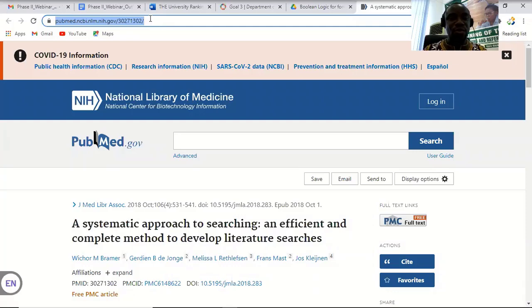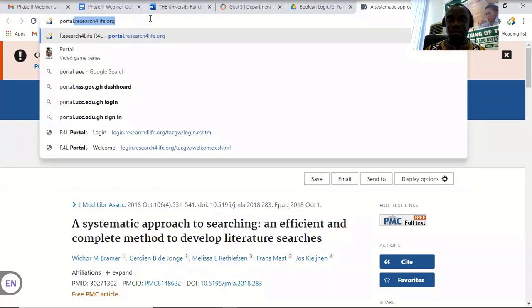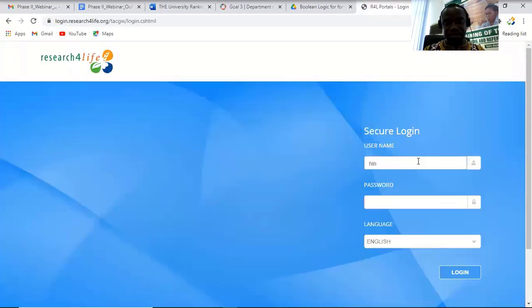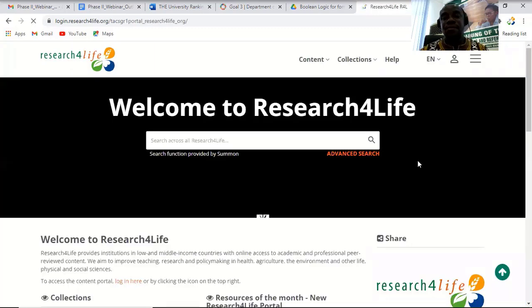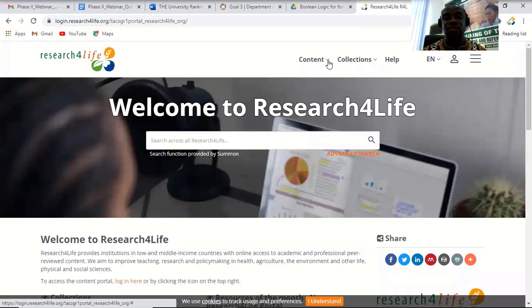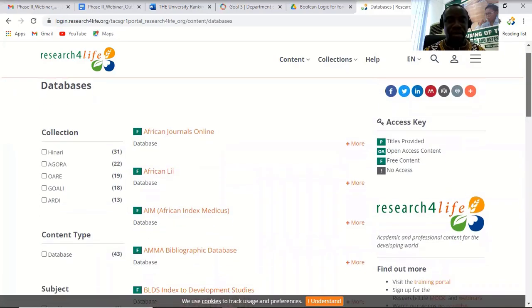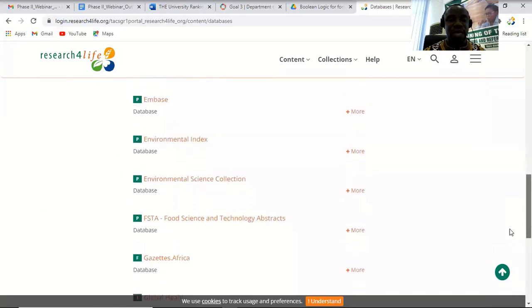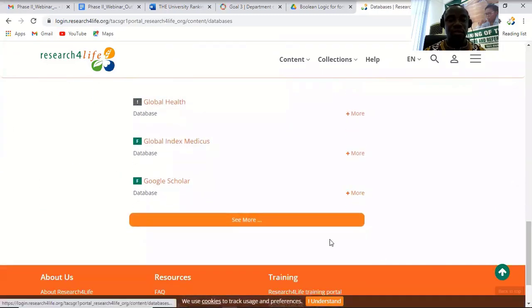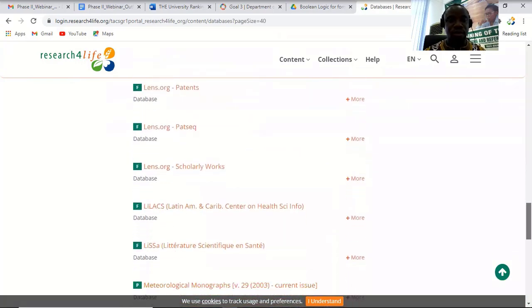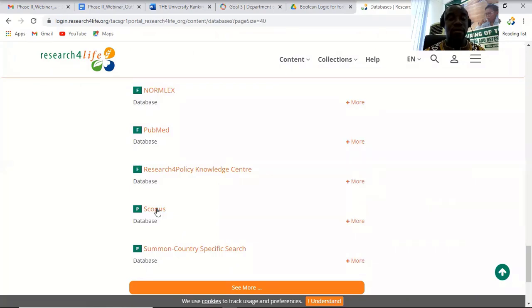All right, so let me go to the portal, Research4Life, and try to log in. Okay, so log in. All right, thankfully I still have access. So I'm going to databases. And this lists the first 20 in alphabetical order. So I'm going for the S, Scopus. Okay, it stops at G, so see more. And now I can go down. I hope to locate Scopus down here. All right, it's right here, Scopus database.